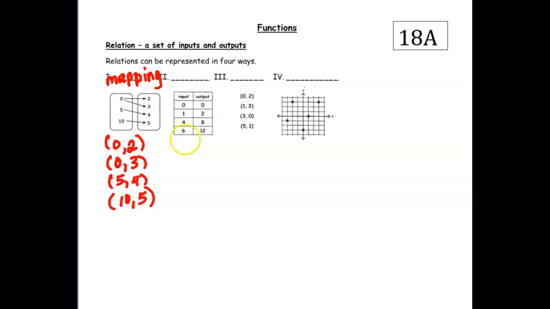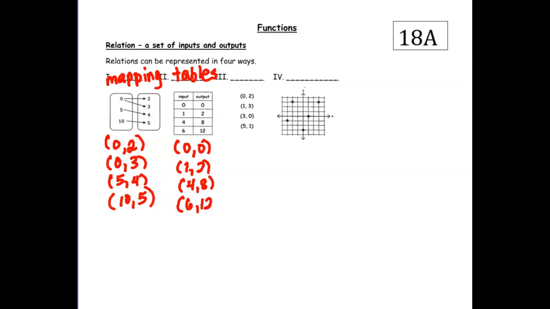The second way is with tables. We should be familiar with that. On the left we have our inputs, and on the right we have our outputs. If we took the table here and put it in ordered pairs, it would be an input of 0, output of 0. We'd have 1, 2, 4, 8, and 6, 12.